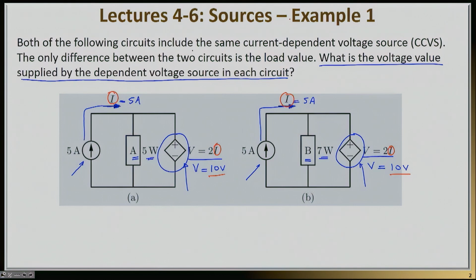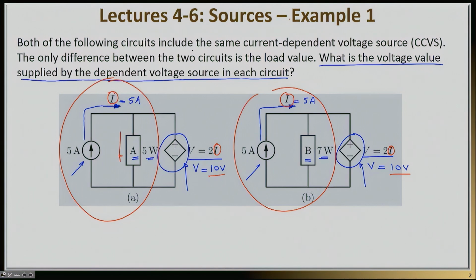So even though we're calling this a dependent source, and even though the circuit that this source is connected to is different in each case, you can see that this circuit here is different than this circuit here, the value of the dependent source is exactly the same, 10 volts in each scenario. Well, you might say, wait a second, then what is changing here? Well, what is changing is the current that this device will draw.